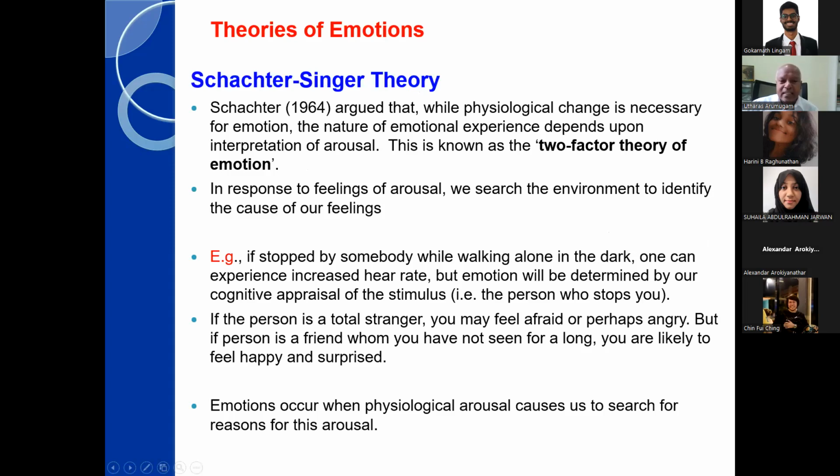And of course, Schachter and Singer developed what they call the two-factor theory. They suggested the physiological change is necessary for emotion. The nature of emotion is experience. The emotional experience depends on interpretation of the arousal. So what they're saying is, you have the physiology, but you must have the cognitive appraisal in order to experience the emotion.